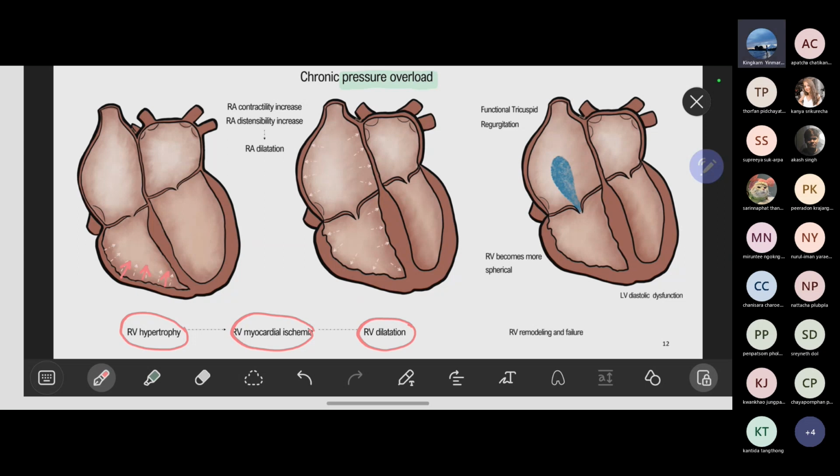With chronic pressure overload, RA pressure increases, and RV dilatation leads to RV failure. And you may see functional tricuspid regurgitation in patients with pulmonary hypertension, and functional TR is caused by RV dilatation and RA dilatation.